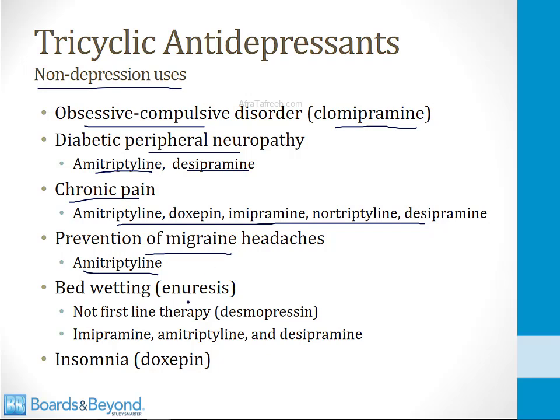Children who have bedwetting, which is called enuresis, are sometimes treated with tricyclic antidepressants because remember what I told you before, they cause urinary retention. They're not first-line therapy. The first-line therapy is desmopressin, which is an ADH analog, but if desmopressin doesn't work or the patient can't take it, there are a number of tricyclic antidepressants that are sometimes used. And then finally, as I told you before, some of these drugs are sedating, so they can be used for insomnia. The one that's usually used for this purpose is called doxepin.